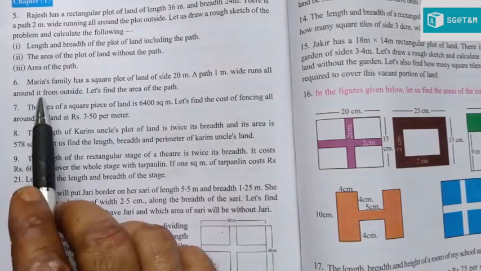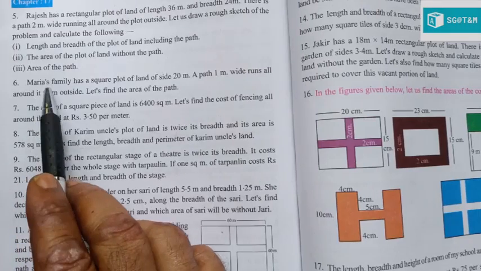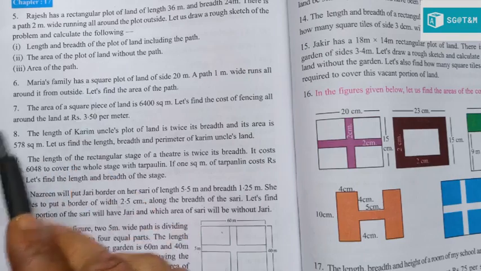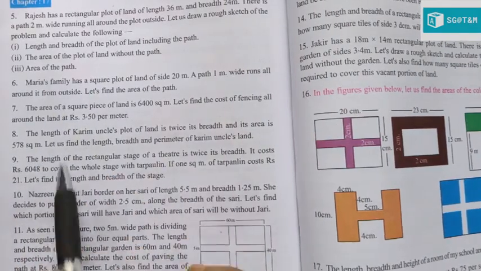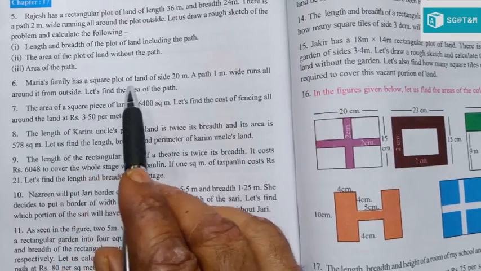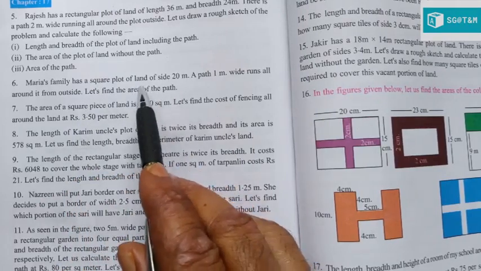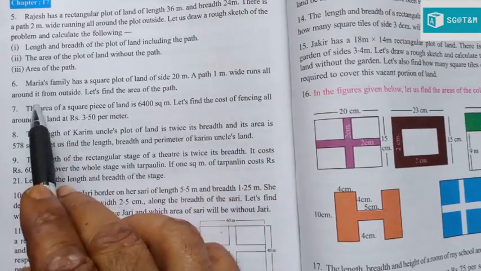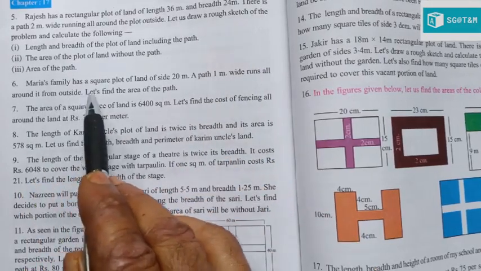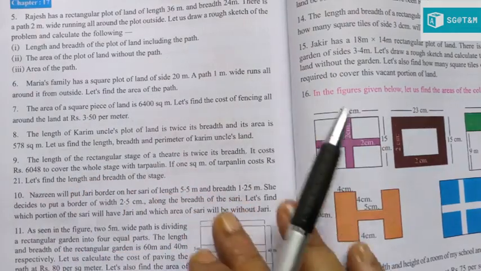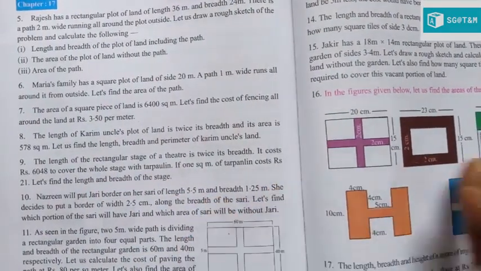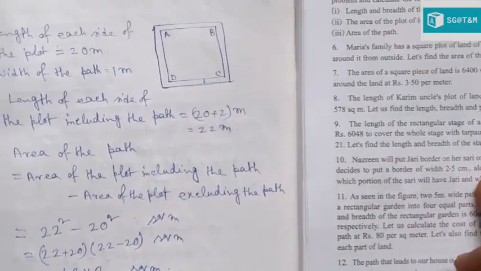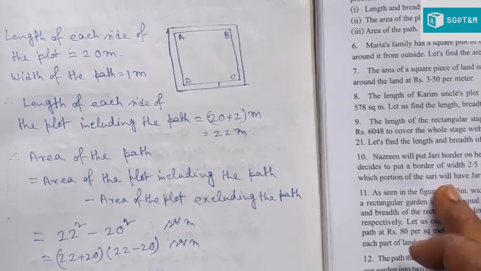I repeat, this is question number 6. Mihir's family has a square plot of land of 20 meter, a path 1 meter wide runs all around it from outside. Let's find the area of the path. Now, the answer of question number 6. First, draw the figure.